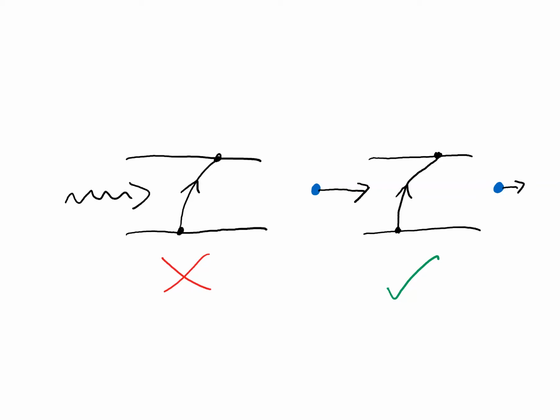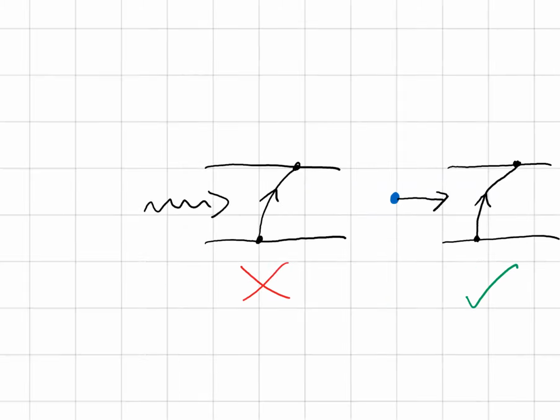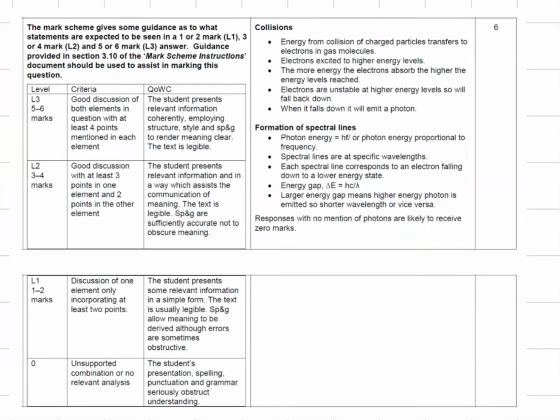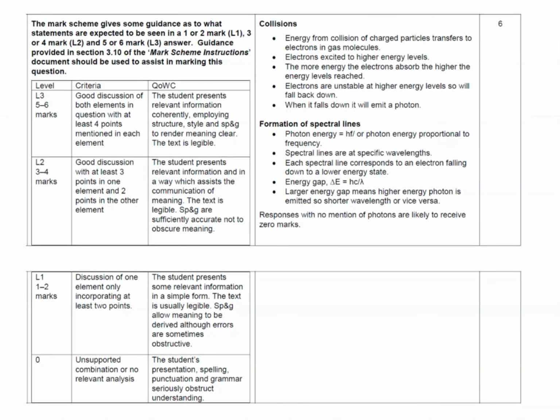If, however, I saw any reference to an electron being absorbed, that is wrong, because electrons don't get absorbed in this process. The electrons collide, transfer their energy to excite the atom, and then continue after the collision with a reduced kinetic energy. So going back to the mark scheme, as a result of that, electrons in the atom are excited to a higher energy level. The more energy the electrons absorb, the higher they will go.